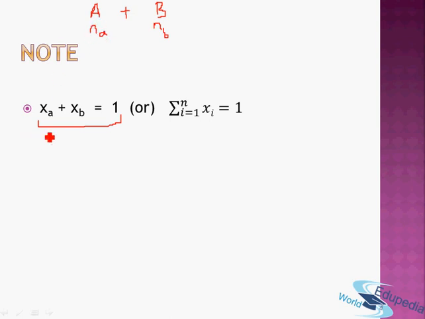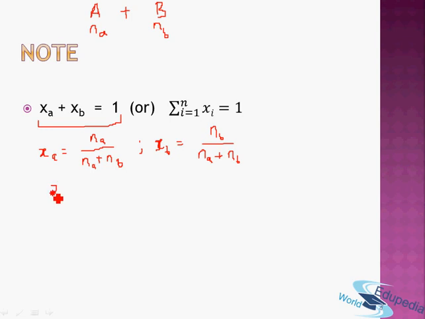So what will be the mole fraction of A? Xa is equal to moles of A divided by total moles. Total moles of solution is Na plus Nb. And what will be the mole fraction of B? Xb is Nb divided by Na plus Nb. So if I have total moles Na plus Nb and individual moles, I can calculate individual mole fraction.